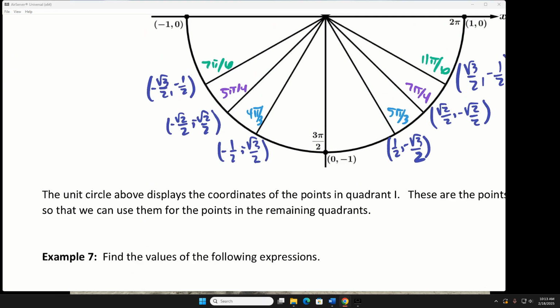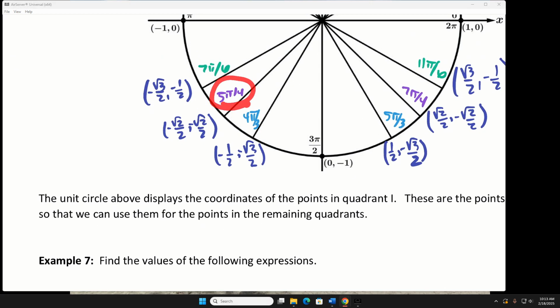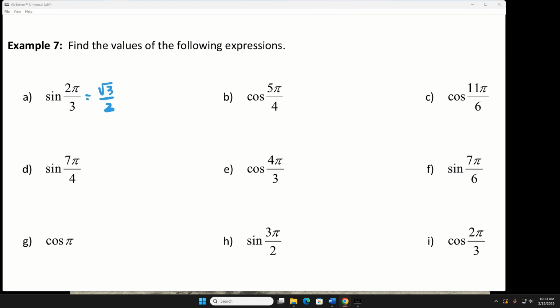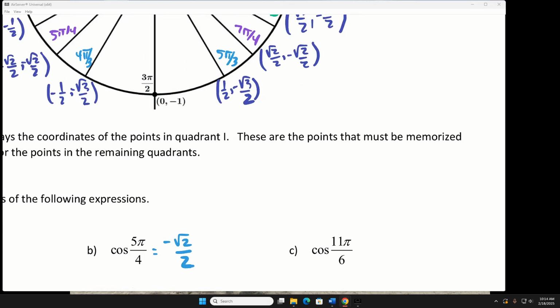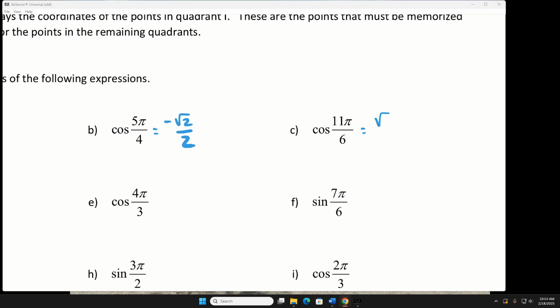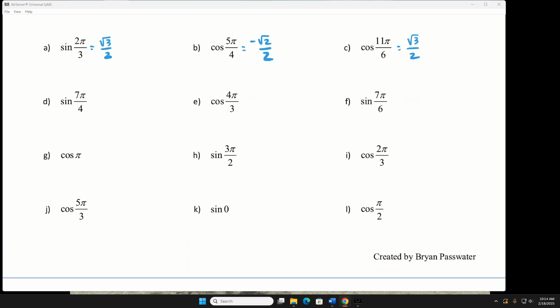And then the cosine of 5 pi over 4, we'll go to the 5 pi over 4 angle, and for cosine we just use the x coordinate. Right. And then the cosine of 11 pi over 6, go to 11 pi over 6, cosine, use the x coordinate. All right, so you guys finish the rest of those for me, please.